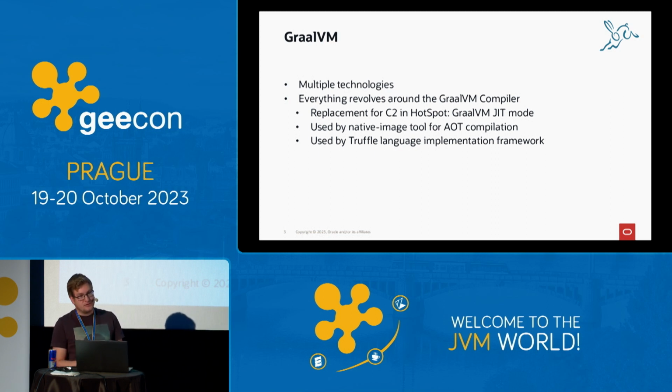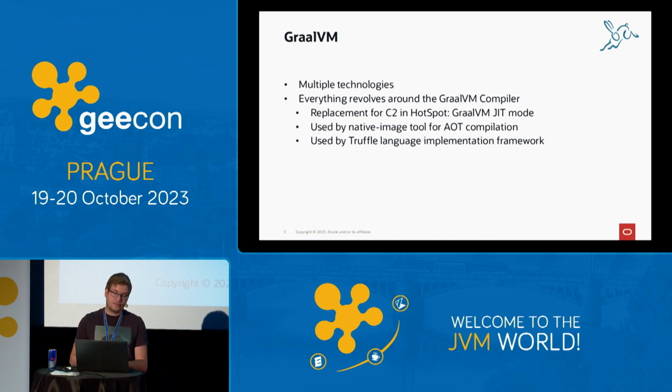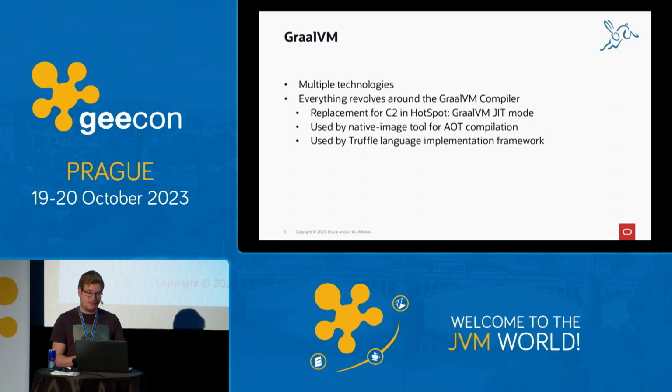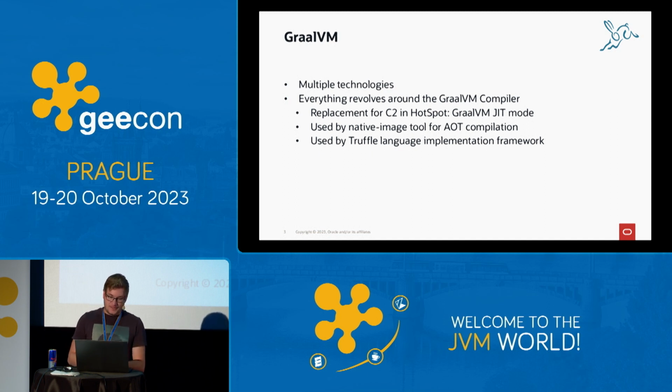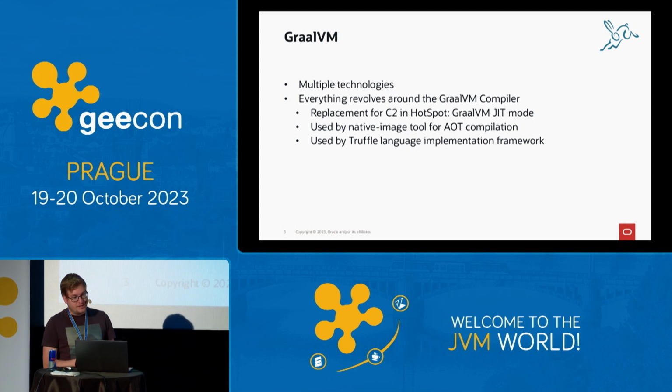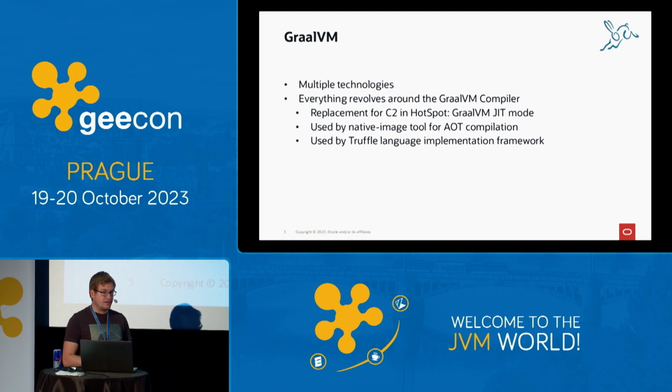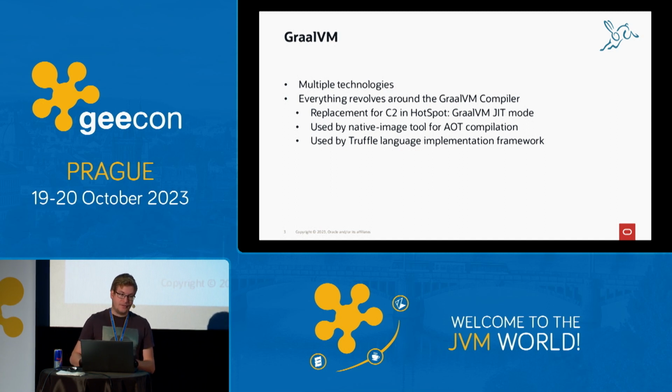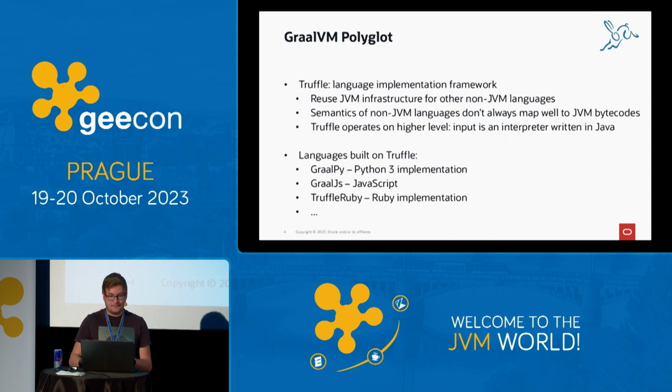This is something we call the GraalVM JIT mode. Then it can be used by native image for ahead-of-time compilation. That's probably the most well-known use case. But in this talk, we're going to focus on the third use case, and that's using the GraalVM compiler to compile other alternative languages on JVM. And we have a framework for that that's called the Truffle framework.